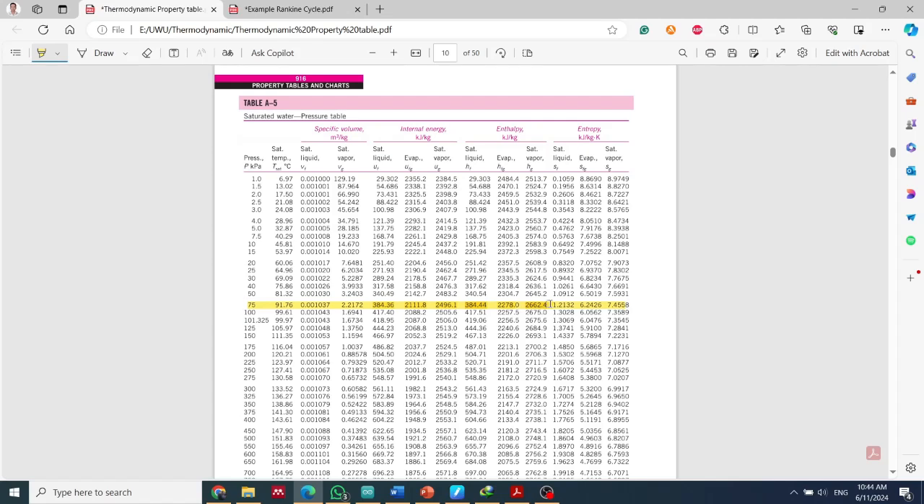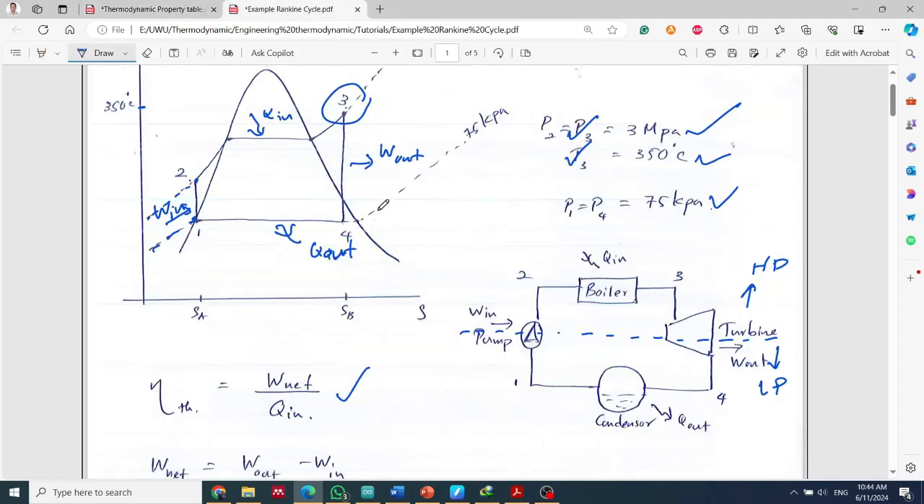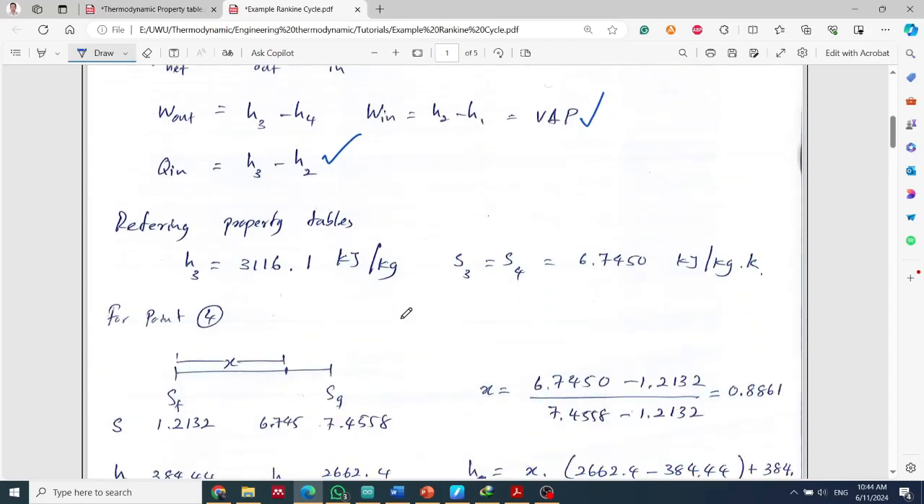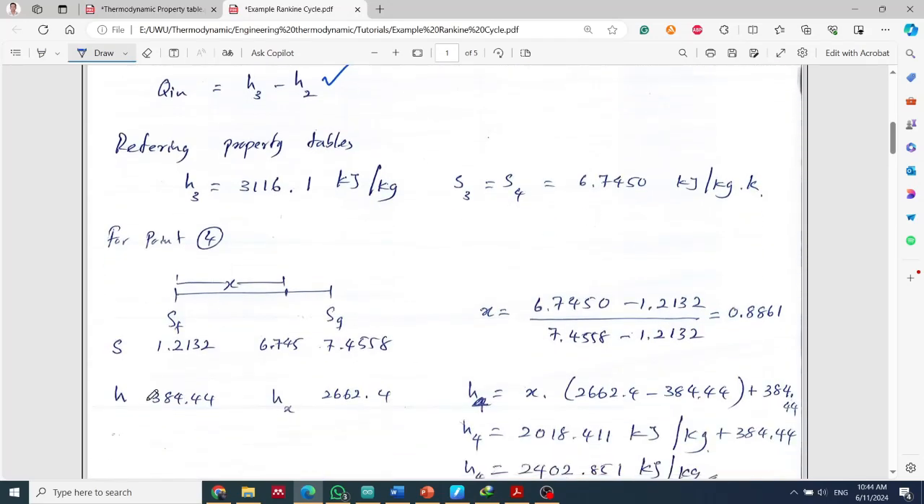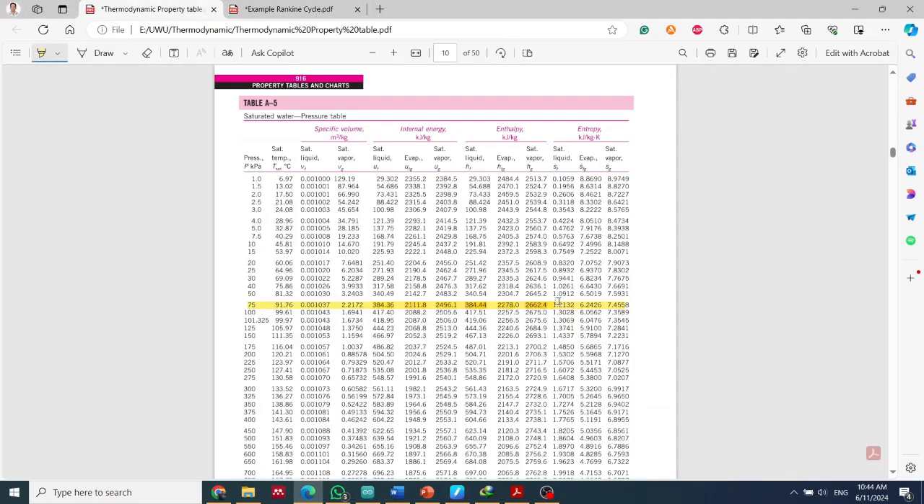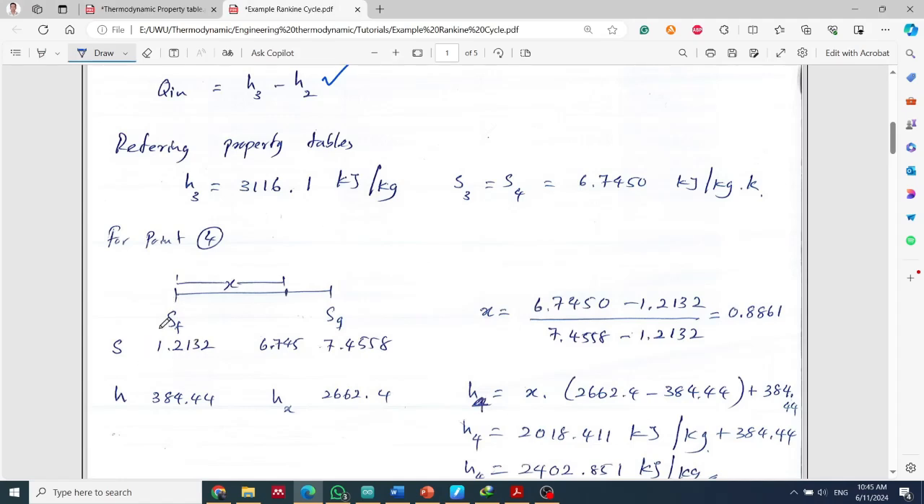So we can extract those two values and we can write in this equation, in this manner, right. So I have written the H values here, 384.44 and 2662.4, right. So this is our enthalpy value. The same way we can extract the entropy values as well, right. So the entropy for the fluid is 1.2132 and for the gas 7.4558, right. So I have written those values in here, entropy values.